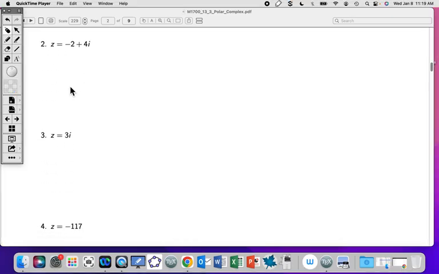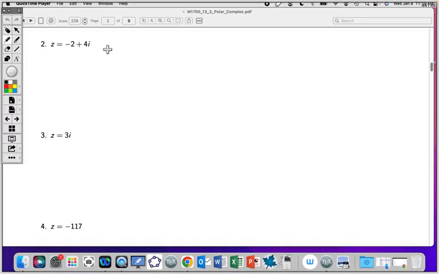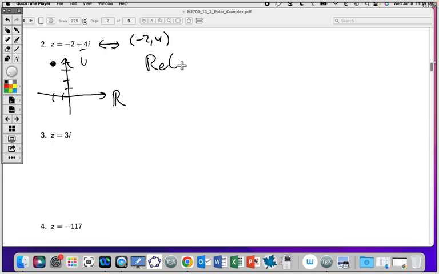All right, number 2. z equals negative 2 plus 4i. That's going to correspond to the point negative 2, 4. So that's going to give me something over here in the second quadrant. So there's my real axis, imaginary axis. I go left 2, up 4. There it is. Real part, the real number there, negative 2. Imaginary part, coefficient of i, positive 4.